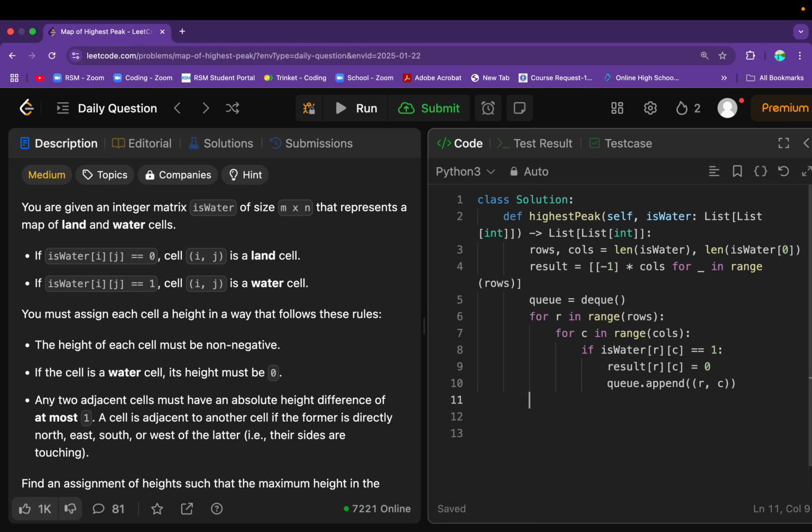Okay, well once we actually process all the water cells and add their corresponding cell indices and update their results heights accordingly, now let's actually initialize our directions array. It's going to be the 4 cardinal directions, basically left, right, up, or down, that we can actually process through from each cell, right? So I'm going to initialize it as 4 different tuples of length 2 each.